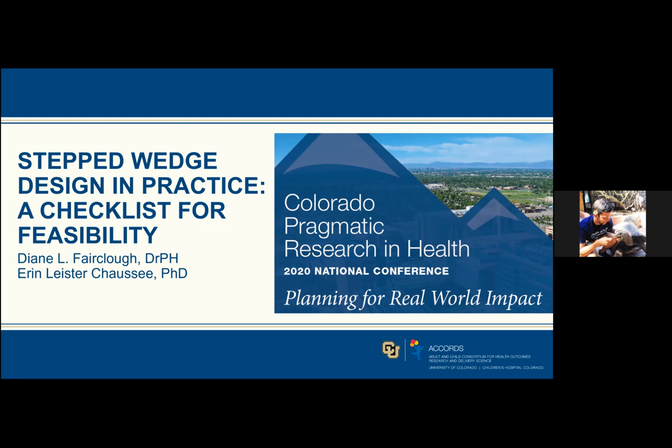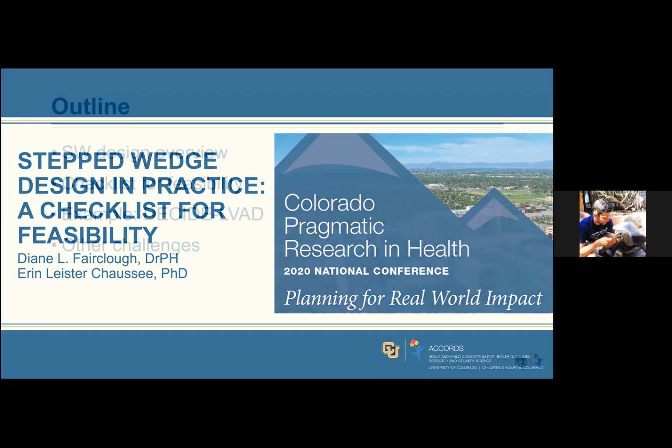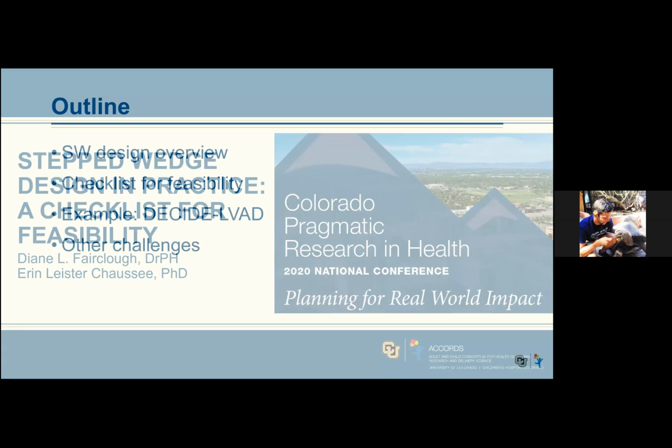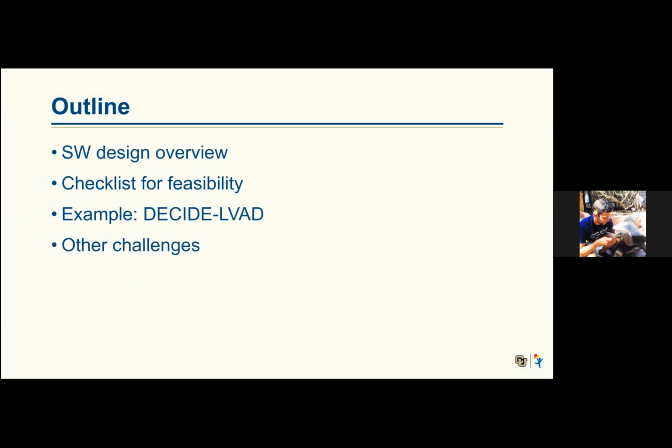So my outline is I'm going to talk about the stepped wedge design, and briefly give you an overview, and then present a checklist for feasibility. You know, is this the right design for your study? And then I'm going to go to an example, what we call DECIDE LVAD, and show how the checklist worked, and then finally follow up with a few other challenges of implementing and analyzing a stepped wedge design.